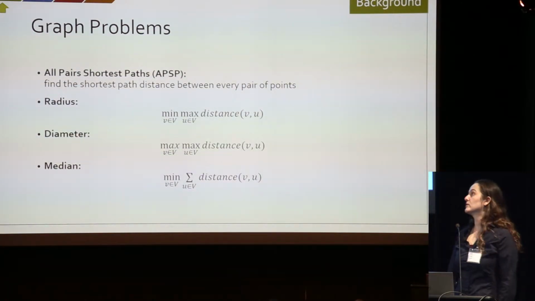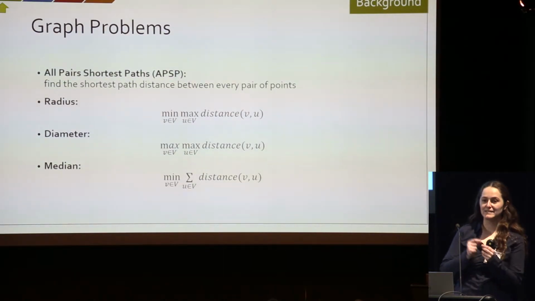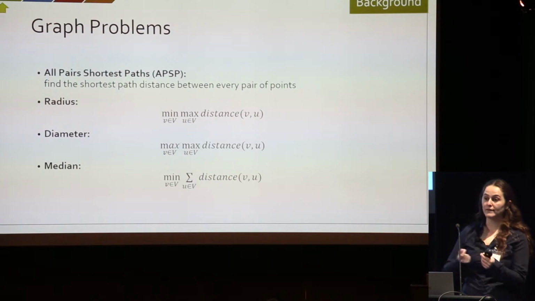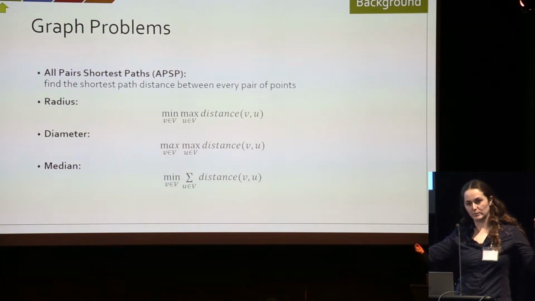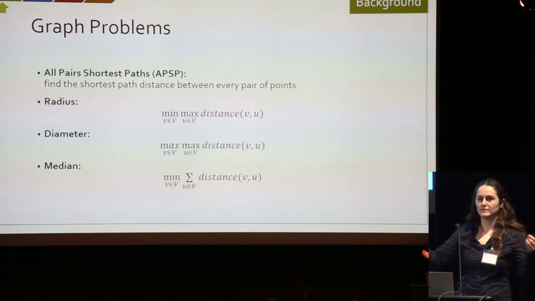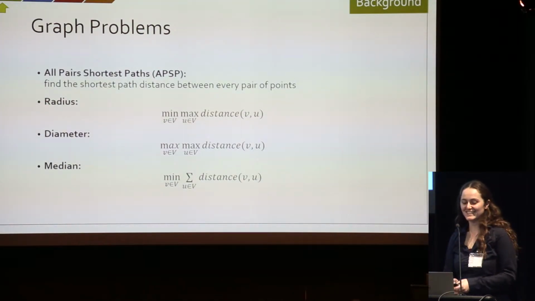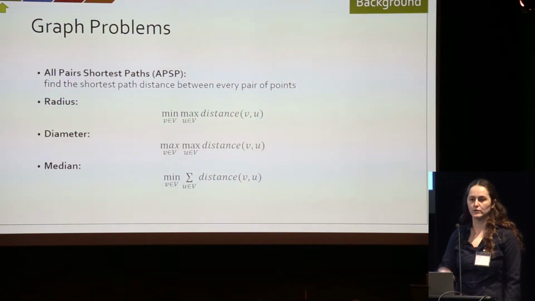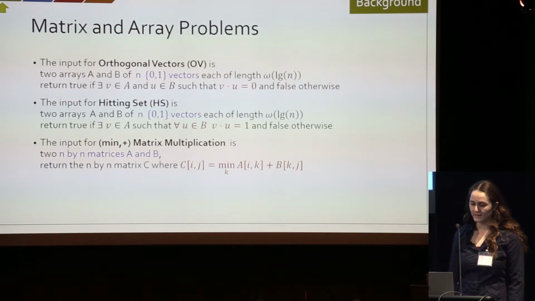There's radius. The radius of a graph is determined by the node that minimizes the maximum distance from it. So this is a graph centrality measure. We've got diameter. You're trying to find the 2 nodes farthest apart from each other. So sort of a measure of how uncentral a graph is, if you will. And then median, which is a different graph centrality measure where you're trying to find the node that minimizes the sum of distances to all other nodes.